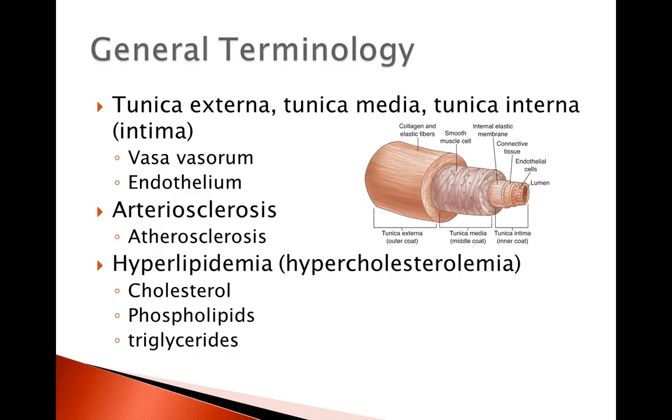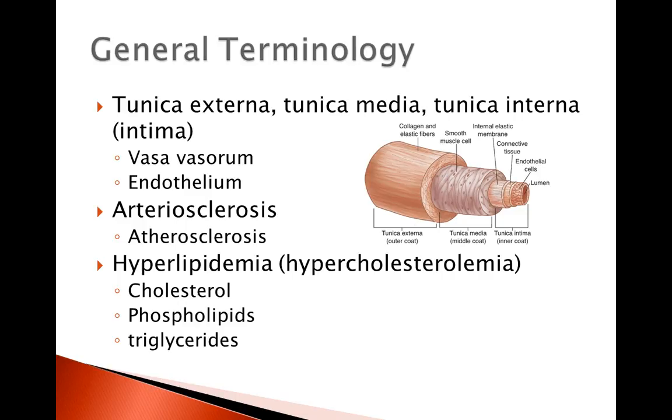Arterial sclerosis and atherosclerosis. Let me just define those two terms. Arterial sclerosis means hardening of the arteries and is a more general term for diseases in which the walls of arteries become thick and less elastic, so they lose their ability to stretch. That's arterial sclerosis.